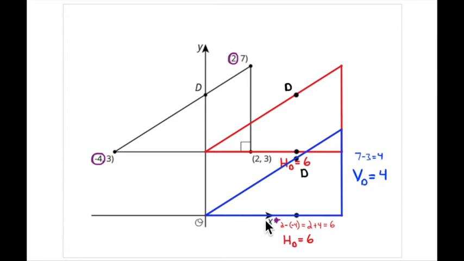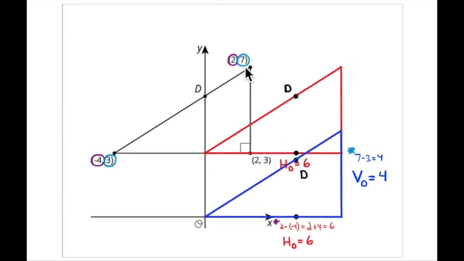So this length right here is 6 units. This length right here is 4 units. We've taken the 7 and we subtracted the 3. I think, yeah, I show that right here. So we looked at 2 minus negative 4. That equals the 6. So 2 minus negative 4 is the same as 2 plus 4. That equals 6. And also 7 minus 3. So 7 minus 3, it's 7 right here, minus 3 gets you to 4 units. So 7 minus 3 is 4.